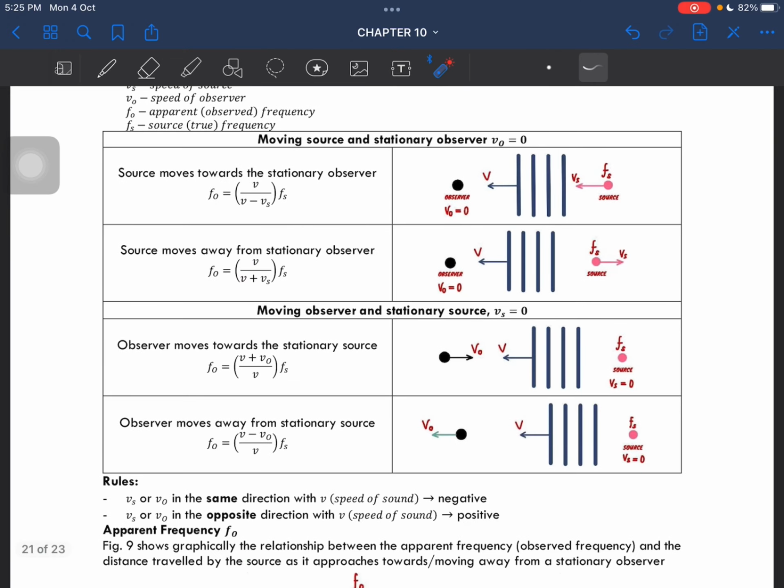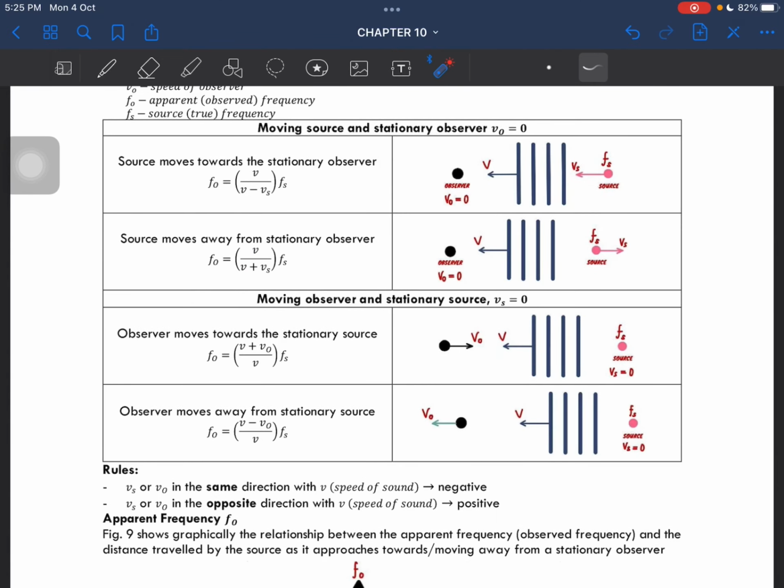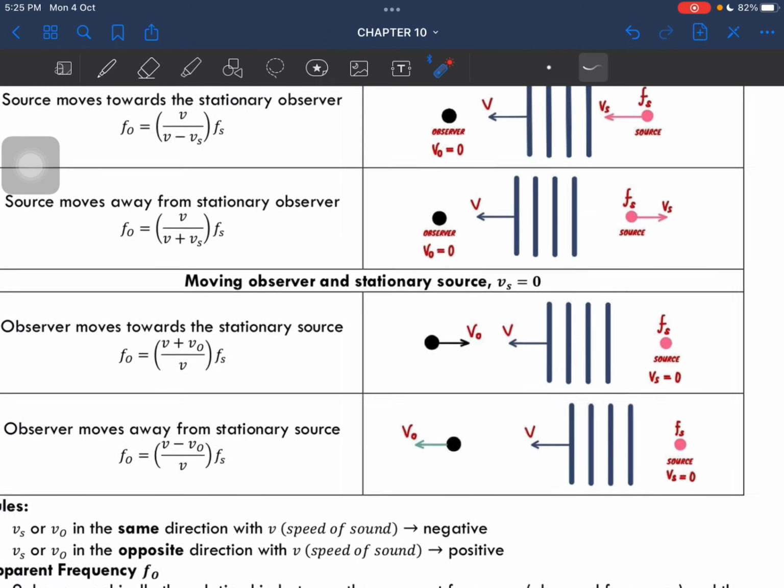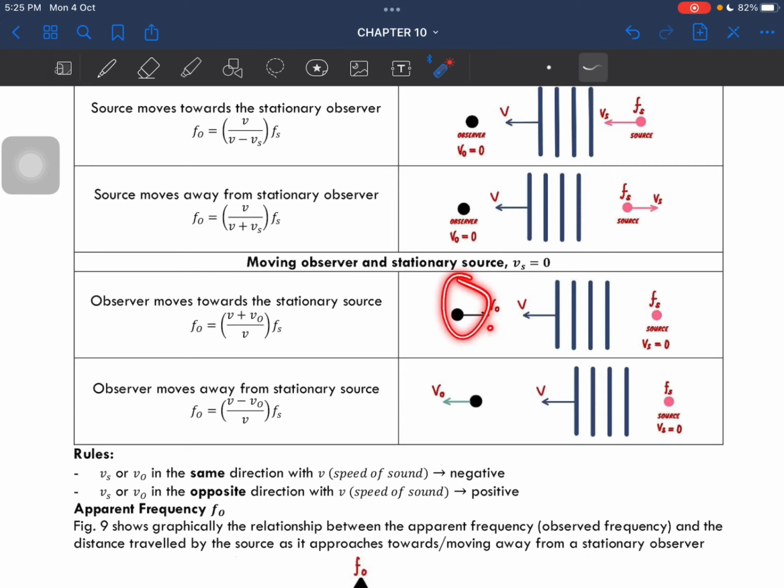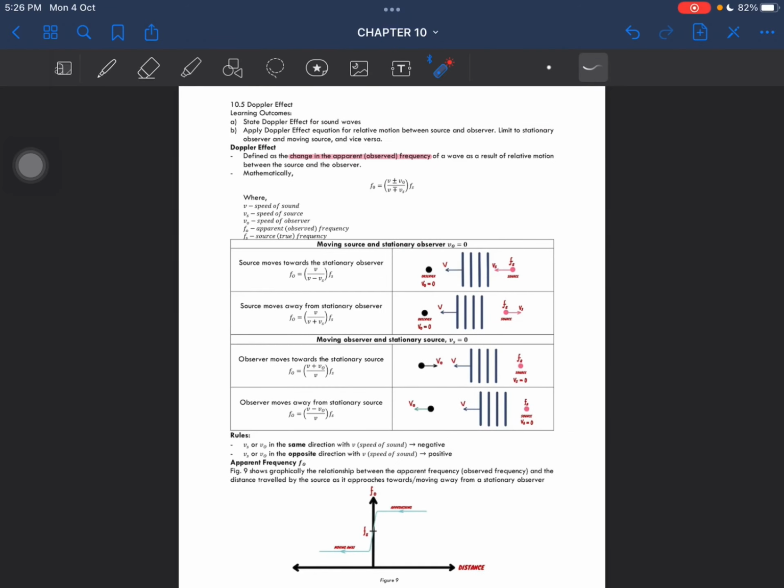Okay, and then let's look at the moving observer and stationary source. Now the source is stationary. The observer is moving towards the stationary source. If we look at this, V naught is in the opposite direction to V. So if it's in the opposite direction, it will be positive. That's why this has a plus. And if it's the other way around, where V naught is in the same direction as V, it will be negative, minus. So those are the rules you have to remember if you can't figure out whether to use plus or minus.